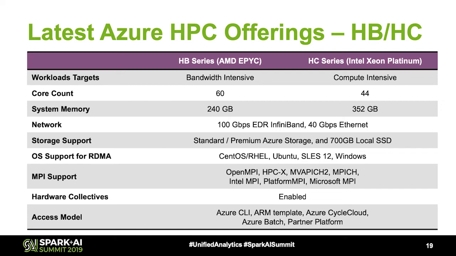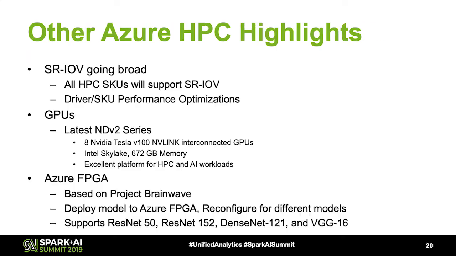Network, like you all mentioned, this is the 100 Gbps EDR InfiniBand, and it supports native IB. By that, we offer all the greatest and latest MPIs over all different operating systems. We also expose hardware offload and hardware collectives, and this can be accessed through the various models: Azure CLI, command line interface, or template, or Azure CycleCloud, or any of the partner platforms as well.